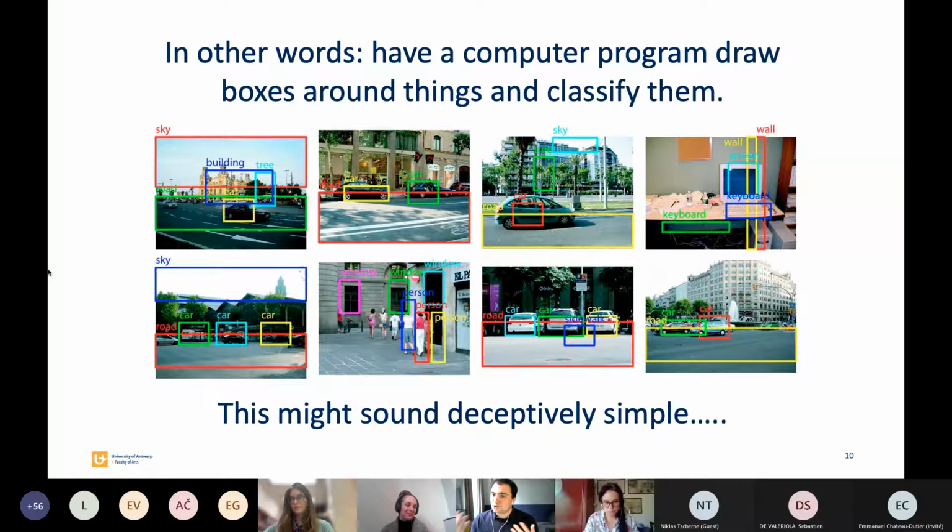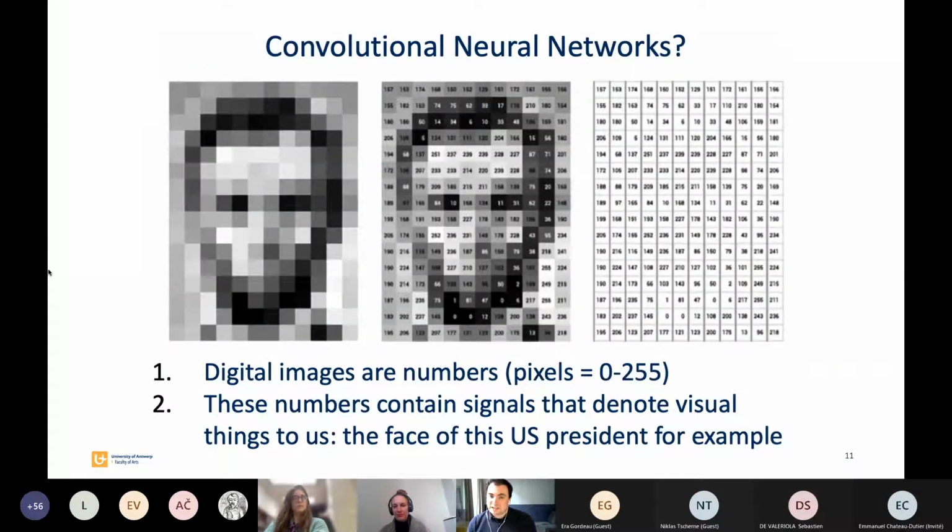And I think they might look deceptively simple, right? It might sound deceptively simple to have a computer draw boxes around objects in an image and then classify these things. But in fact, it was until very recently a task which was almost considered to be unsolvable. So I think two things changed in that respect from the 2010s onwards.